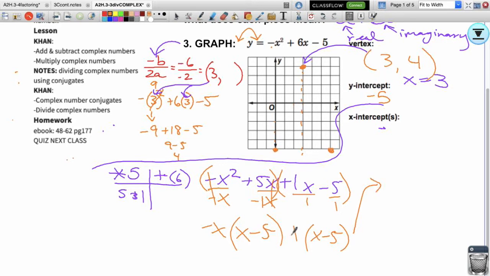Remember, factored form is our outside stuff, so negative x. And then this is a positive 1, so I'm going to put plus 1. Times my repeat piece, so one of these, x minus 5.